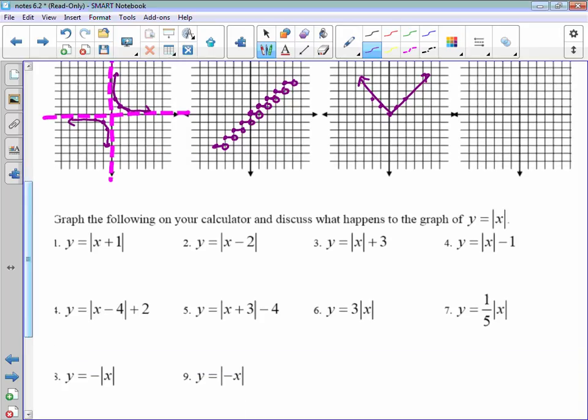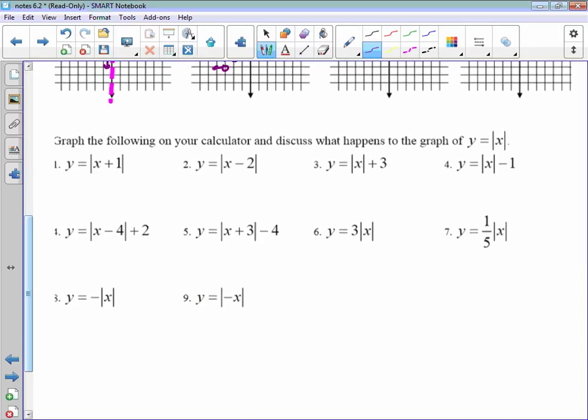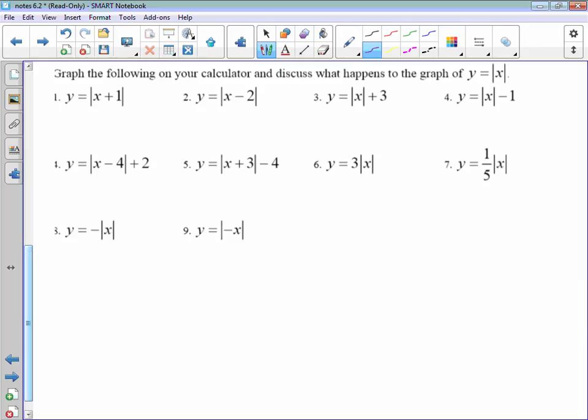I know it says with your calculator, but I don't think you need to use your calculator on this. Do you guys just remember, if it's x plus 1, where am I going? Left. Left 1. If it's outside the absolute value parentheses, yes. So guys, number 2, where am I going? Right 2. Number 3, where am I going? Up. It's not the opposite. No, outside is exactly what it says.